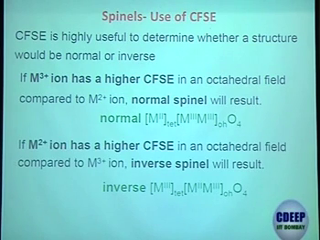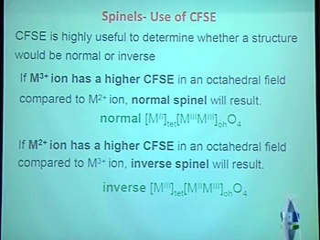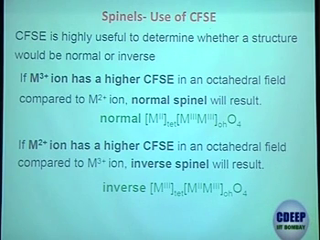Okay. If M2+ ion has a higher CFSE, then it is inverse spinel. So, you do not have to really look at the tetrahedral. You take the metal ion, M3+ and M2+, for a given metal ion, and find out their separate CFSE. If M3+ has less CFSE compared to M2+, then it is inverse. Just read these two lines.